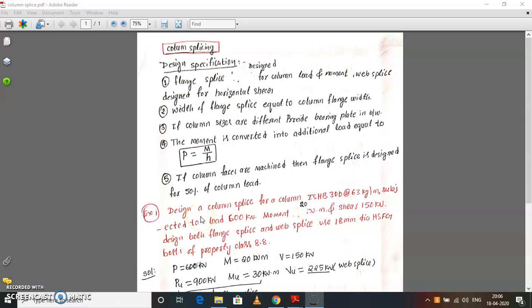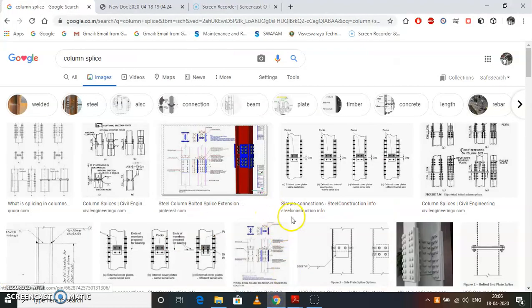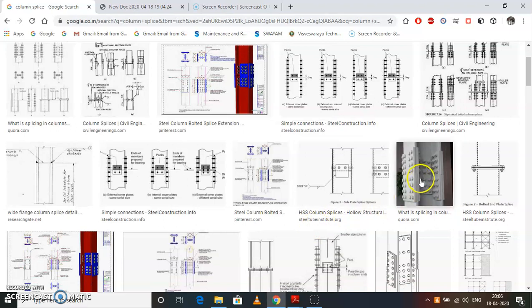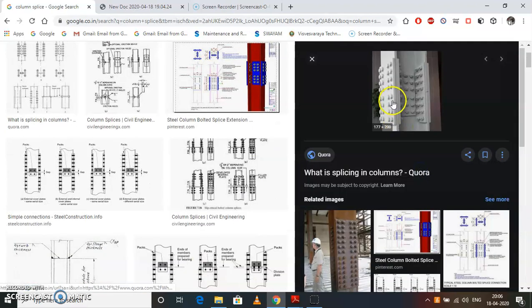Hi, today let us see the design of column splicing. Column splicing is the technique of joining two columns. You can see in the diagram. This technique is called column splicing.